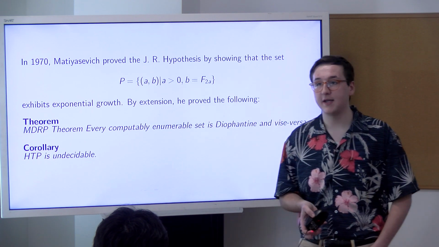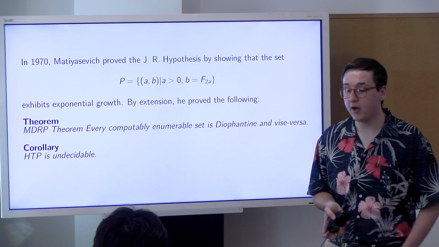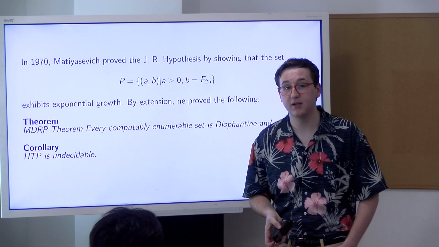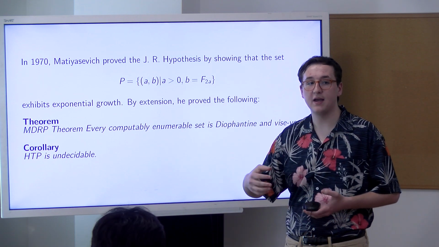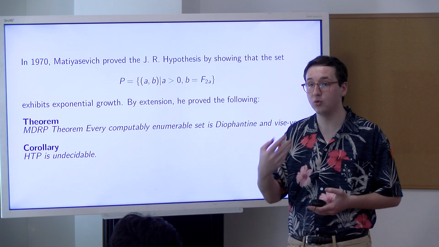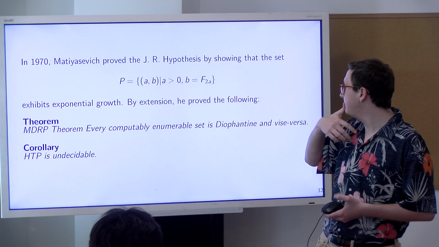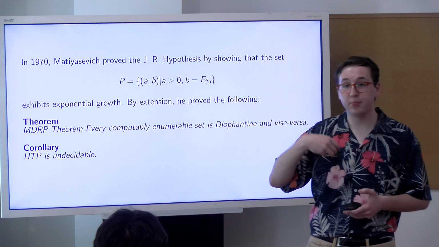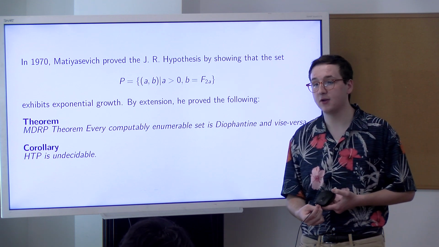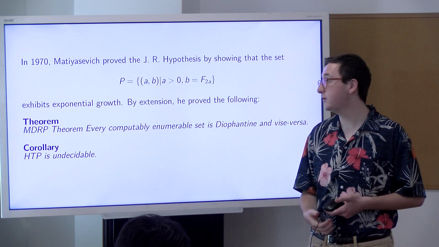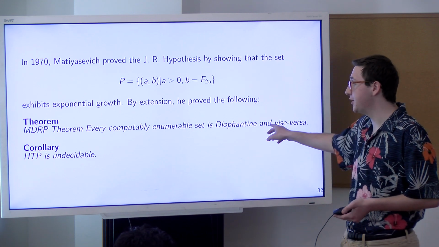So in 1970, Yuri Matyasevich showed that the following set exhibits near exponential growth, and so proved the Julia Robinson hypothesis. These results were published in '71, and because they already showed the Julia Robinson hypothesis implied that Hilbert's tenth problem was unsolvable, he showed that Hilbert's tenth problem was unsolvable. In particular, he proved what's now called the MDRP theorem.